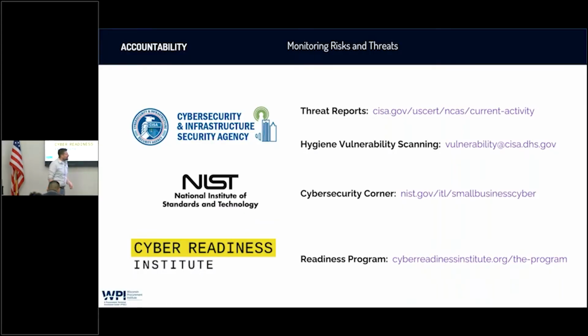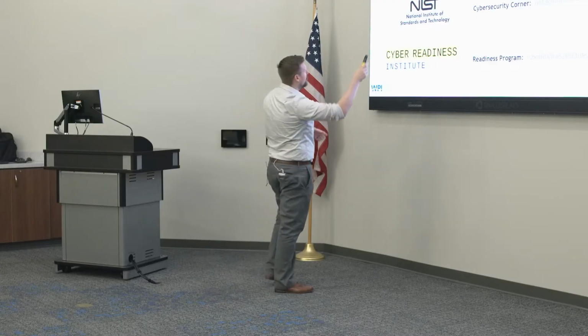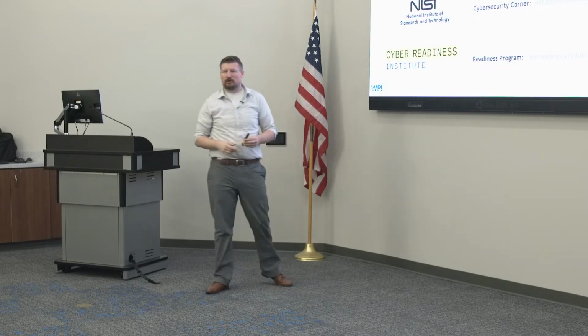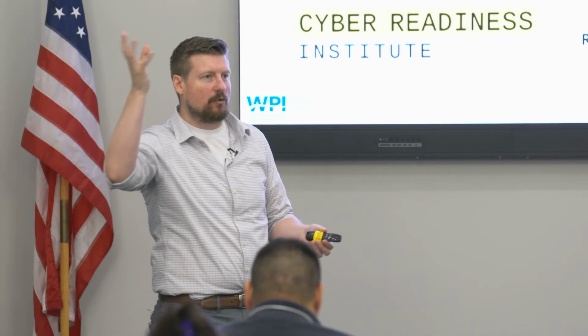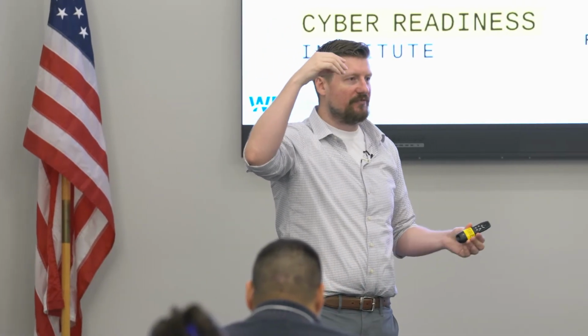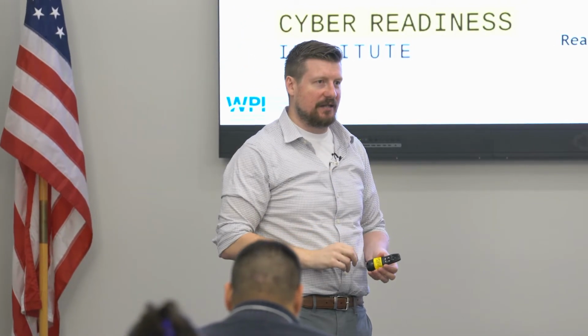Hygiene vulnerability scanning. There are 2 types of vulnerability scanning, and I just want to take a second. There's internal and external. External is they come from the outside of your organization and they scan against your boundary. Internal is they're inside of your organization and looking at vulnerabilities. The hygiene vulnerability scanning that CISA does is external, and it is no cost. So they look at if you have your own network, your boundary firewall, some of your email domains, and they'll scan against that and see how you're doing.